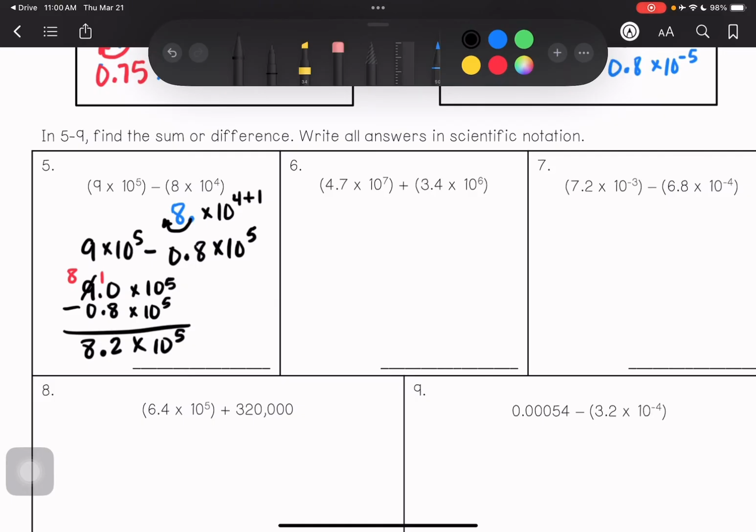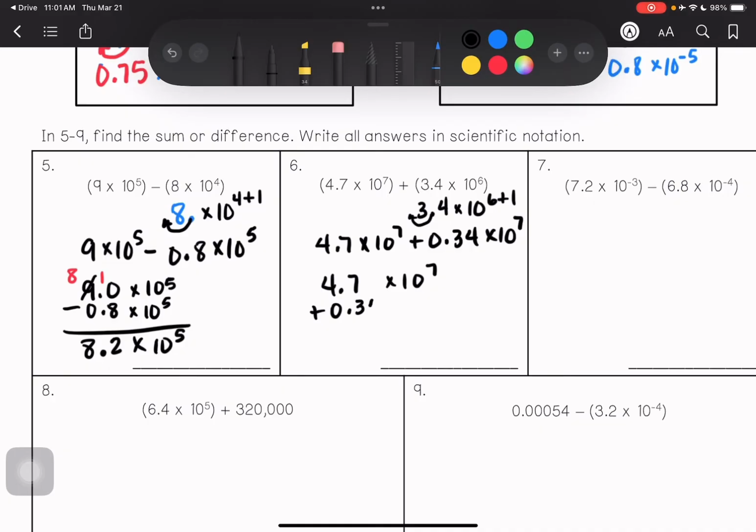Number 6, we're going to make them both have an exponent of 7. Remember, if I make the first digit smaller by 1, I need to make the exponent larger by 1. So this gives me 4 and 7/10 times 10 to the 7th plus 34 hundredths times 10 to the 7th. So now I'm going to line up my decimals.